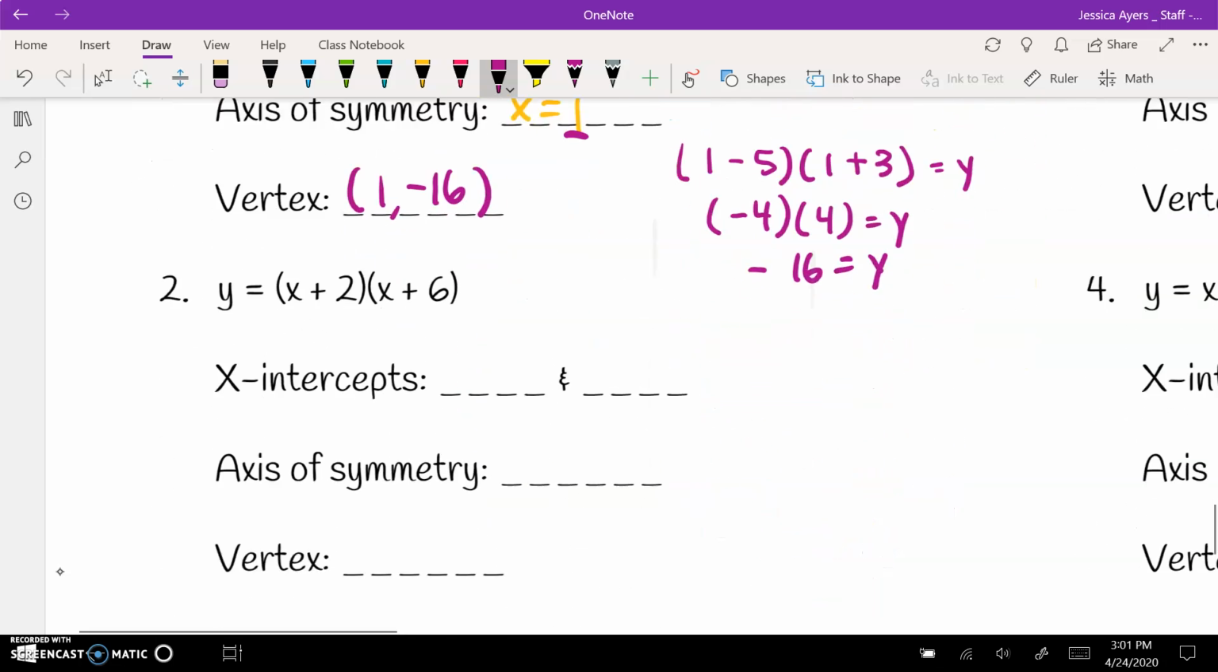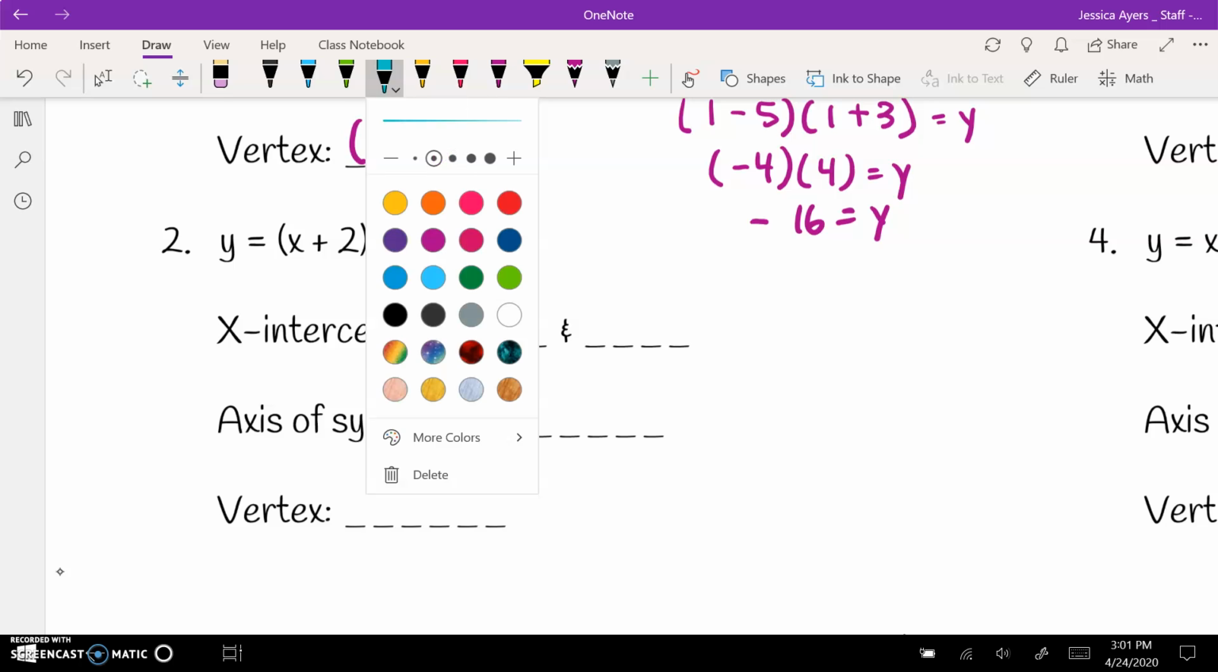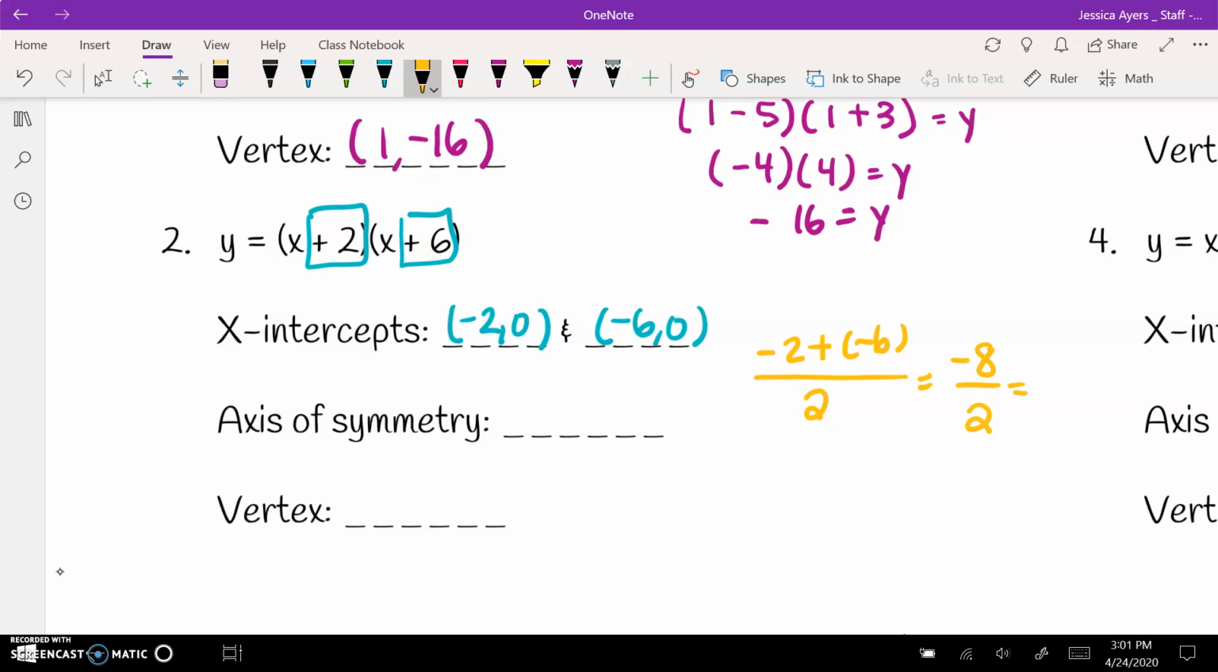Let's do number 2, just for some extra practice. So the first thing I want to do is find my x-intercepts. So I remember that I want the opposite pair of the two numbers in the parentheses. So it'll be negative 2, 0 and negative 6, 0. Then I find my axis of symmetry by finding the midpoint of those. So negative 2 plus negative 6 divided by 2 is negative 8 divided by 2 is negative 4. So my axis of symmetry is x equals negative 4.